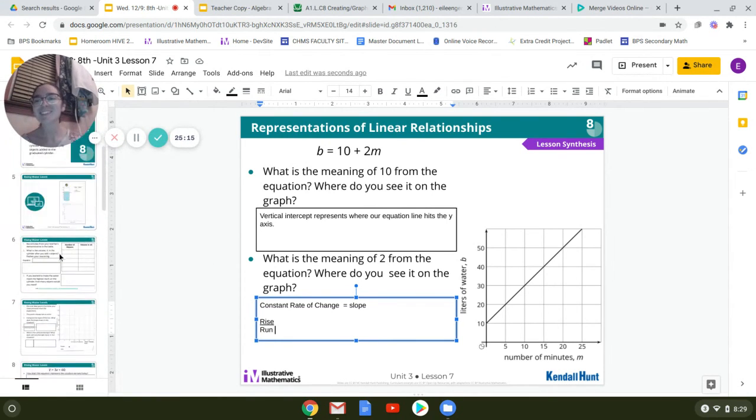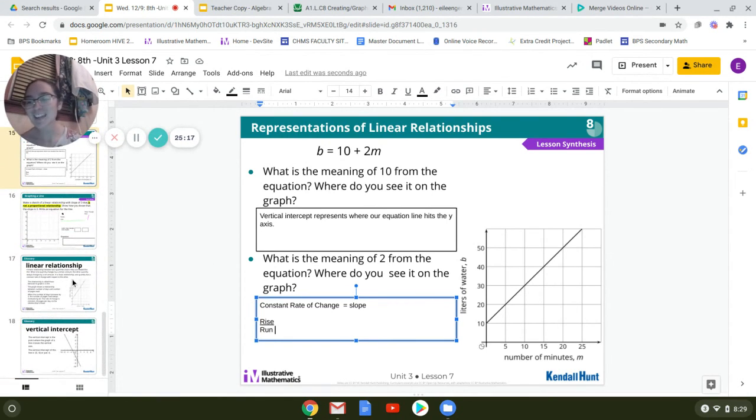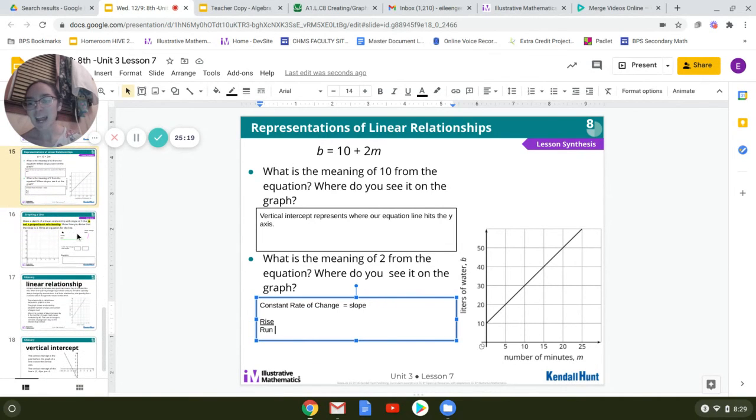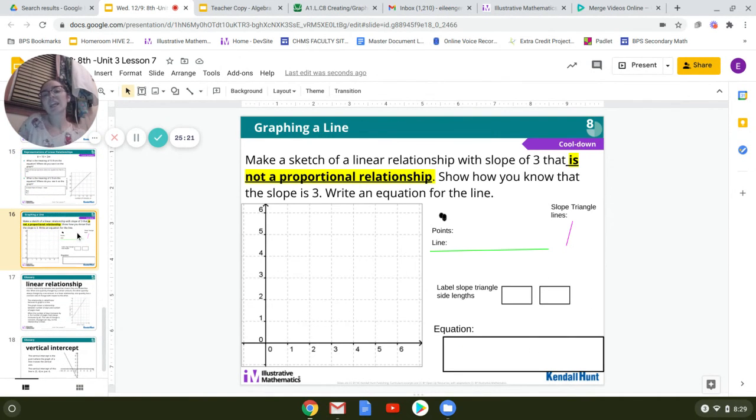Awesome job, my friends. So let's take a look at the exit ticket for today. You are going to be creating a linear equation that has a slope of 3. That means it has to have a rise of 3 and a run of 1. So every 1 you go over, it's going to go up 3. But it can't be a proportional relationship, which means it can't start at 0, 0.